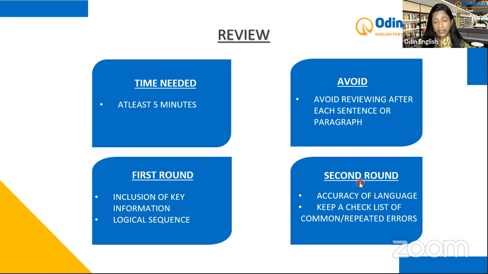So these are the things that I want to tell you about review. Practice in such a way that you will get sufficient time for reviewing. Avoid reviewing after each paragraph or each sentence. Do it in two rounds. In the first, look at the key information and the order. And in the next round, look for the specific grammar and your common mistakes.